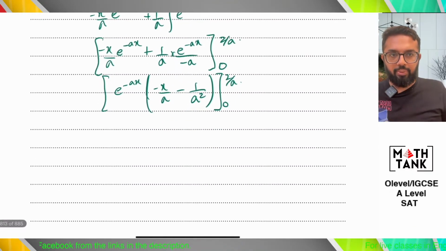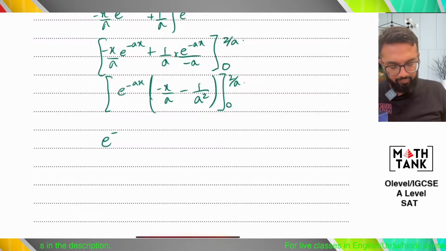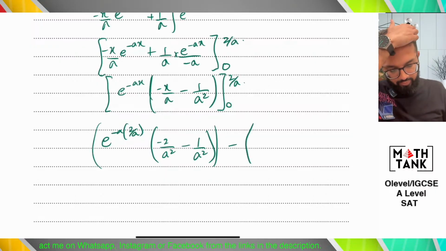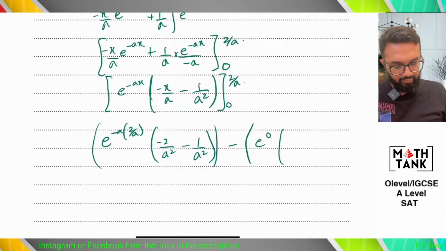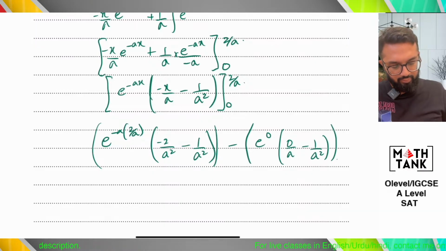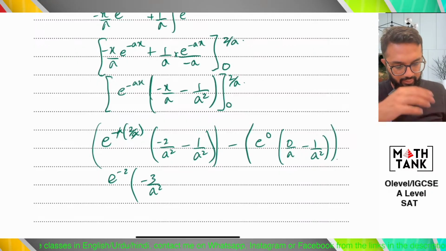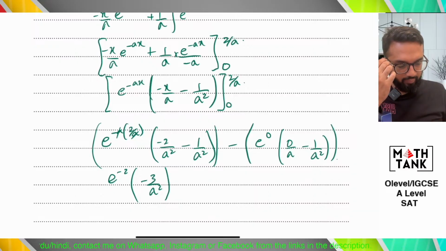Okay, so upper limit, a squared. The upper limit, lower limit gives me just e power 0, 0 over a minus a squared. So that gives me e power minus 2 minus 3 over a squared plus 1 over a squared.